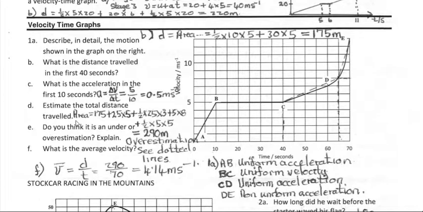D, estimate the total distance travelled. Now it's saying an estimate because this is curved, this part of the graph from D to E. There's a curvature as we've just seen. If they were all perfectly straight lines, like they are in A to B, B to C, C to D, if D to E was also a straight line, then you could calculate it the same way as we calculated for part B. But we have to estimate now because it's curved.